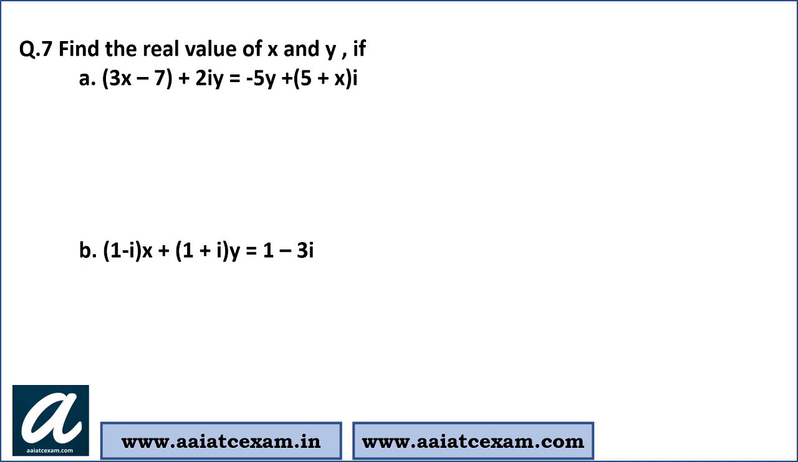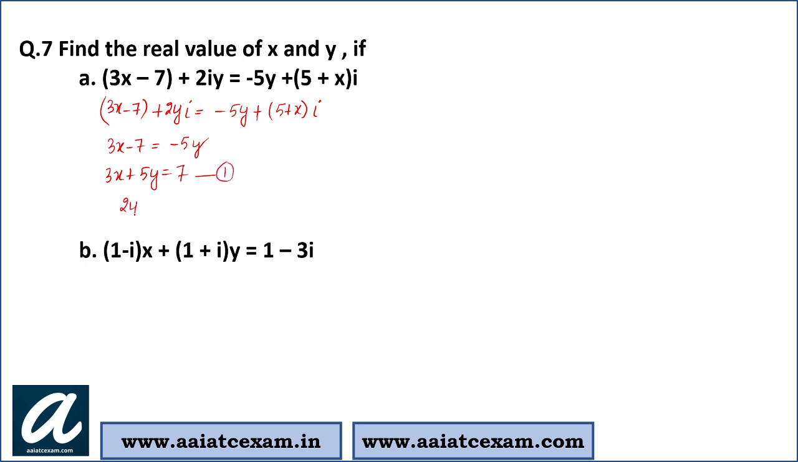Then there are some questions based on the equality of the numbers. Consider, students, I am writing 3x minus 7 plus 2y into iota. This will be equal to minus 5y plus 5 plus x into iota. So if these two complex numbers are equal, real part should be equal to real part. So 3x plus 5y should be equal to 7. This is equation number 1.